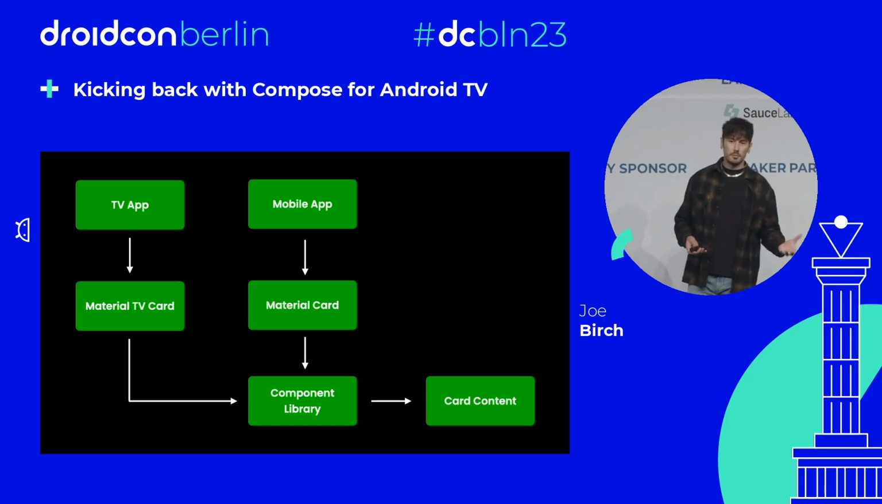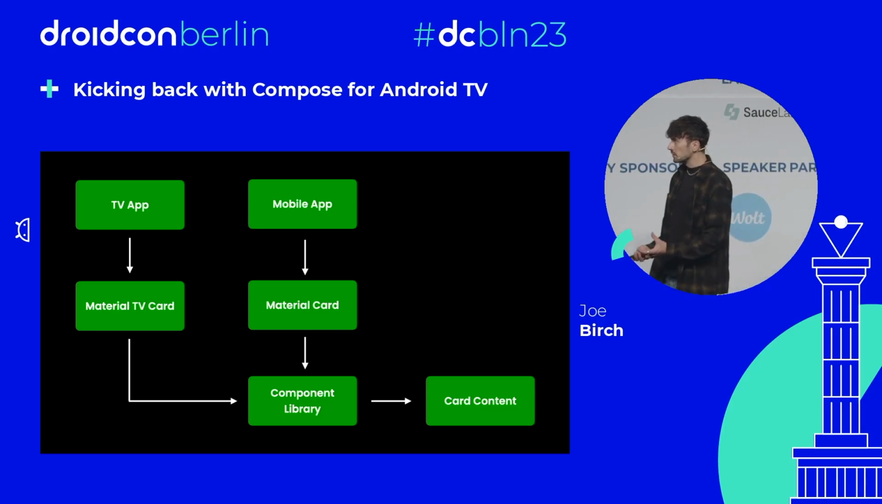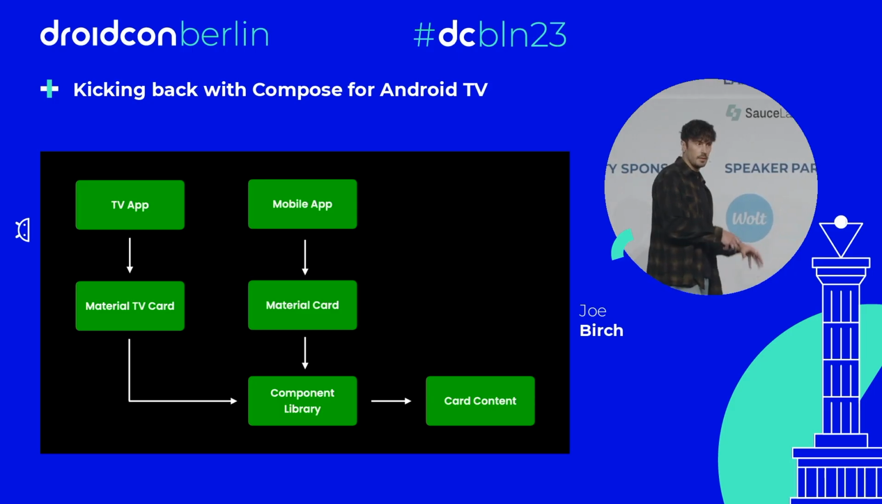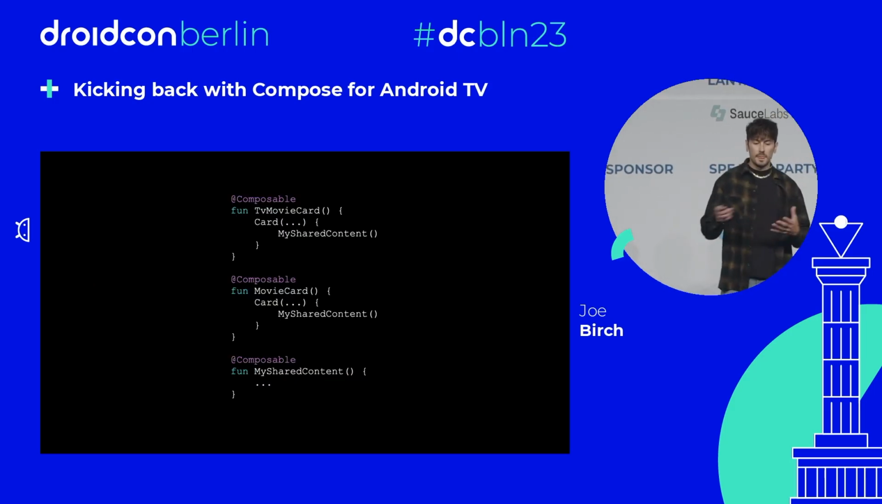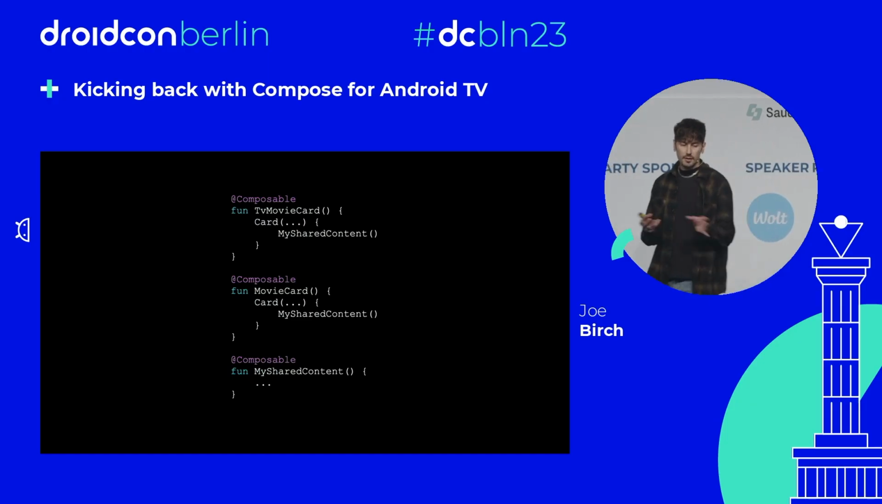Because that's the cool thing with Compose. I'm sure a lot of us are doing this already. It's really easy to reuse stuff. So if we start splitting stuff out from their parents, we can then use the child content of the composables inside of their parents. So for example, something like this, we have our TV movie card, we have our movie card, and then we have the shared content that is placed inside of the body of those.